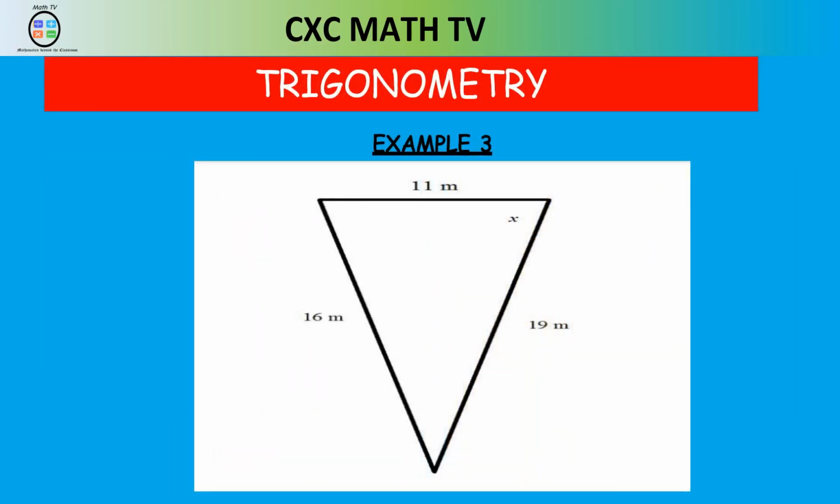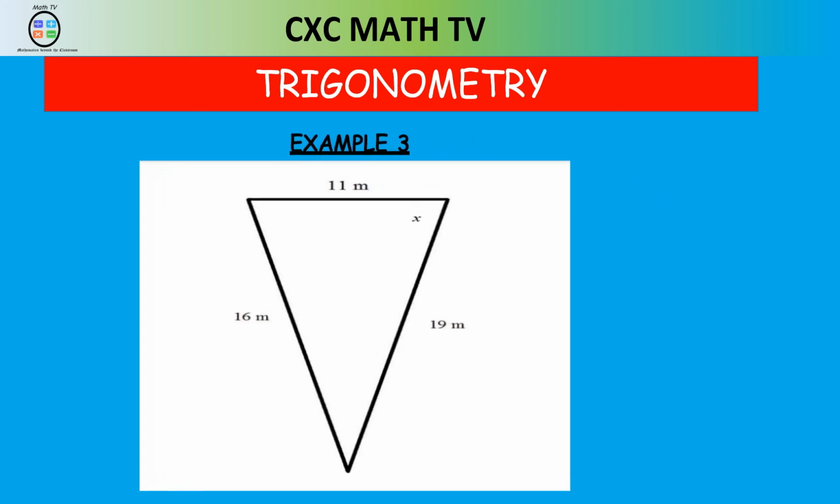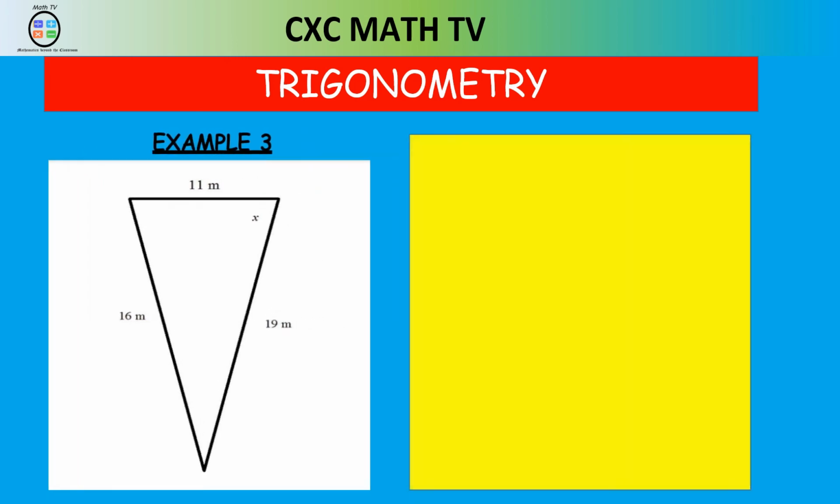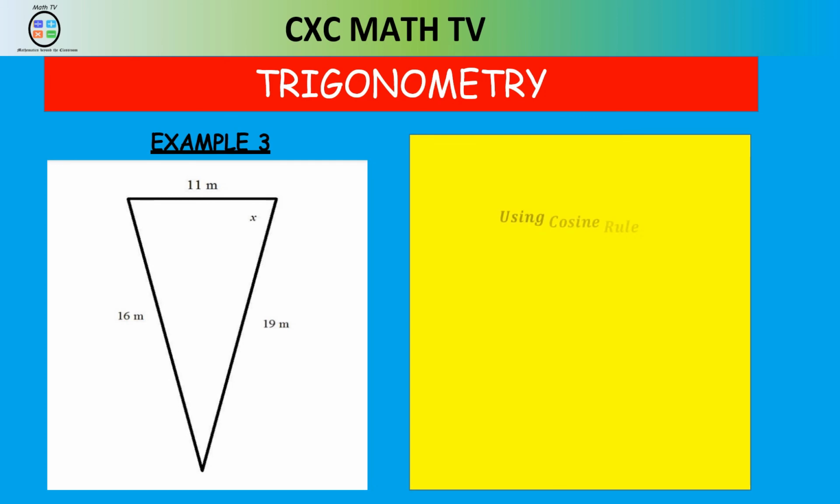Go ahead, pause the video and attempt this question. The three sides of this triangle are given to be 11 meters, 16 meters, and 19 meters. Find the angle x. As we pause and attempt to do this using the cosine rule, we start by saying the side that is opposite from the angle x, that is 16. 16 squared is equal to the first side squared, 11 squared, plus the second side squared, which is 19 squared, minus 2 times 11 times 19 times the cos of the angle in between them. The angle is x, so that's times the cos of x.